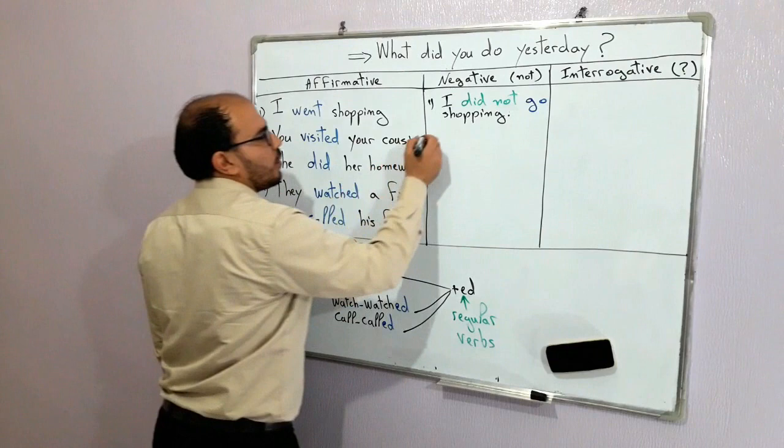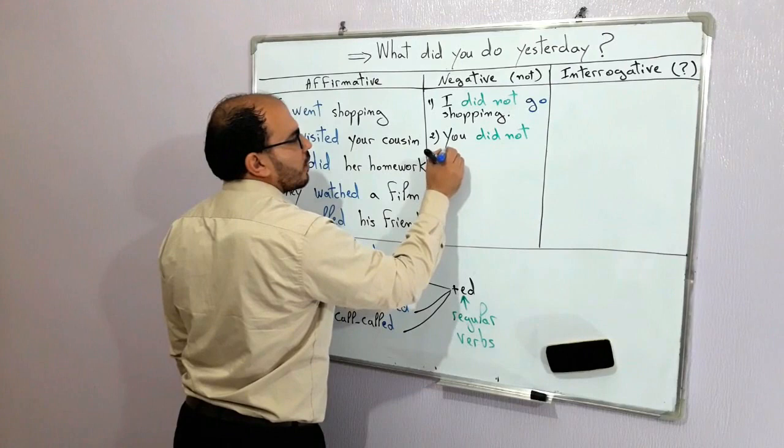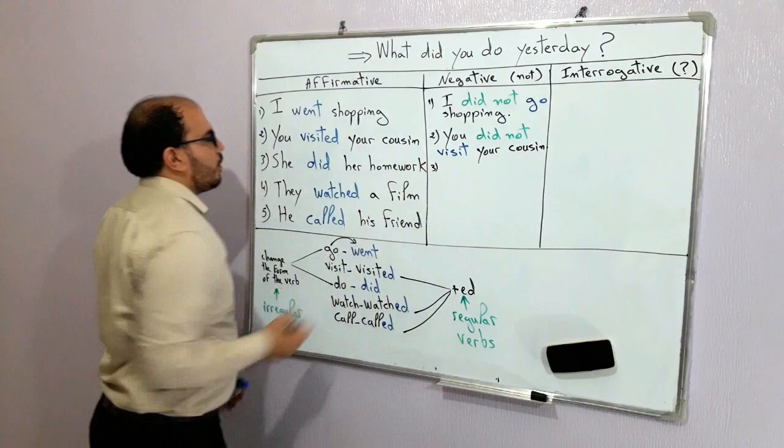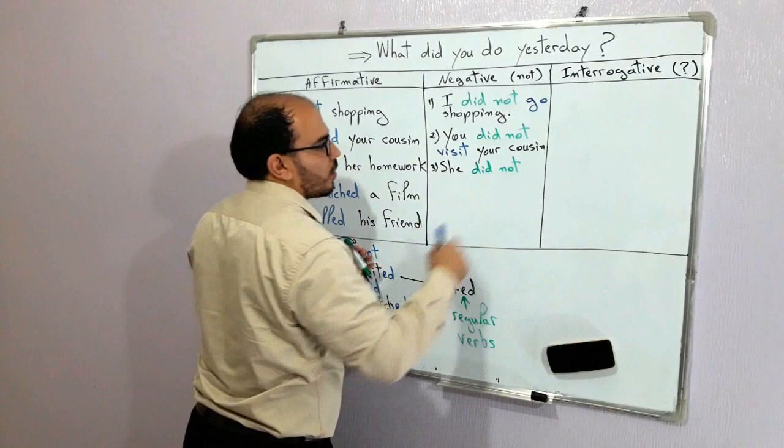For you visited your cousin, so we say you, the same thing, did not visit, didn't or did not. Then we have visit your cousin. Next, number three. So we have she did her homework. So it becomes she did not do her homework.